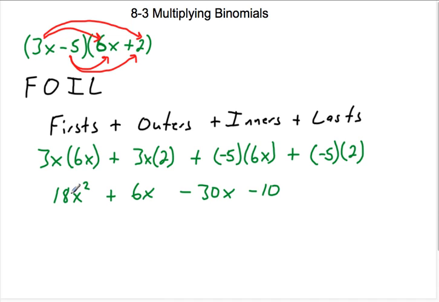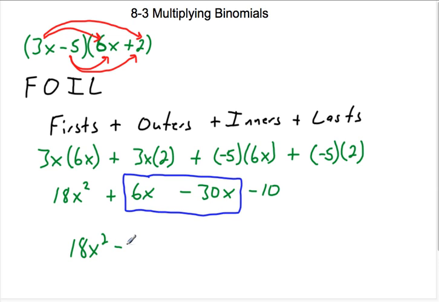Now, once we finish with FOIL, most of the time we'll need to combine any like terms, and those like terms are almost always going to be the two in the middle here. The outers and the inners will combine because they are like terms. So we end up with 18x squared from here. The 6 minus 30 is going to be negative 24, or also known as minus 24x, right, because they both have x, and then minus 10. And so our final answer is going to look like this on the bottom here.